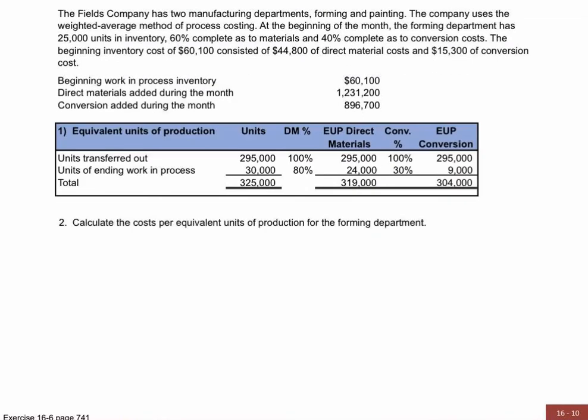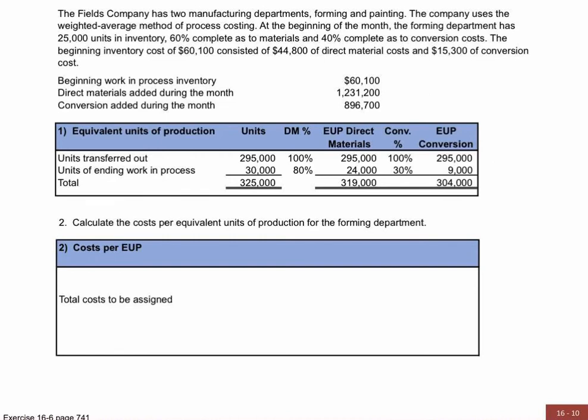So the next thing we want to do is figure out how to calculate that cost per equivalent unit. So if we look at the top, we've got our 60,100 is what we began with in work in process. 44,800 of that is being told in the problem that that's direct materials. 15,300 is going to be conversion cost. And then we've got the amount that we used during the period. So we've got the 1,231,200 for direct materials and 896,700 for conversion cost.